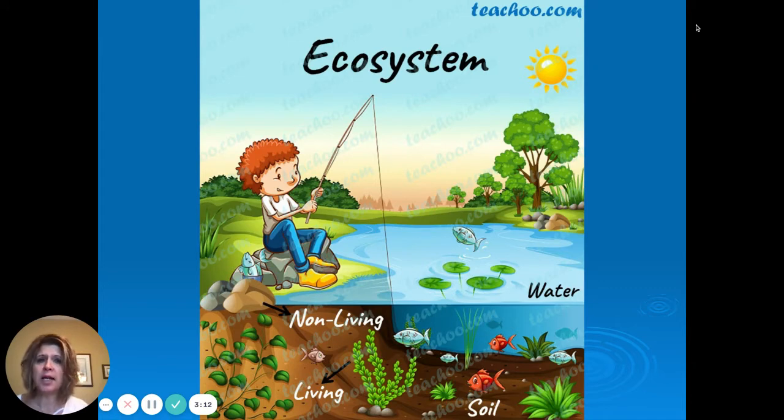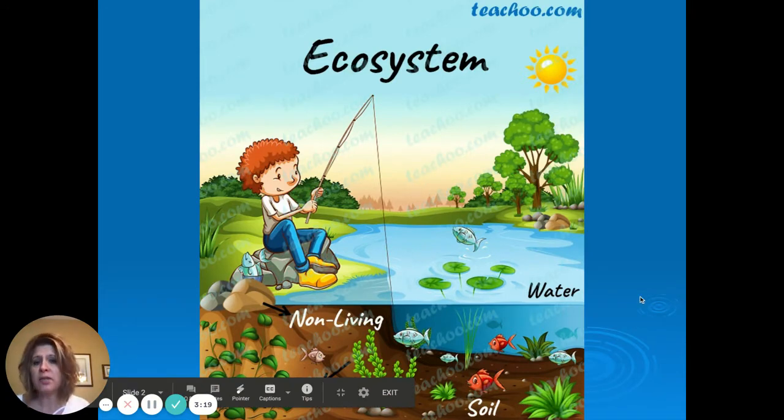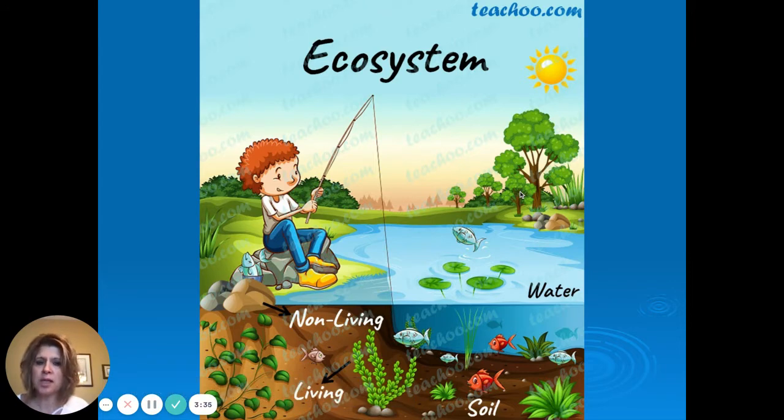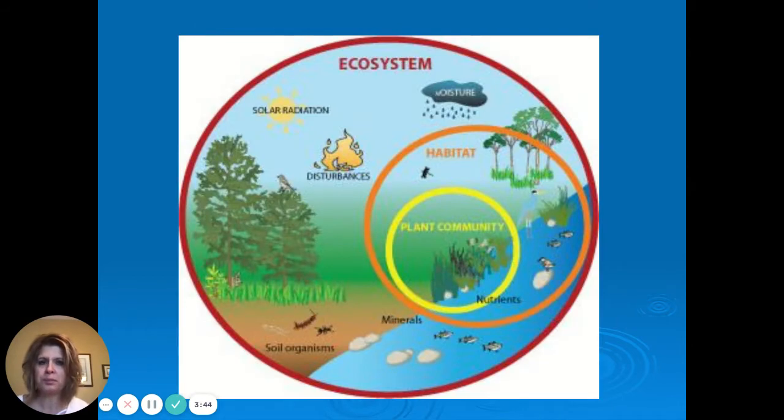So if you look here, this diagram is an ecosystem that you can look at. You can see the living and non-living things that are interacting together. Non-living things are things like the water, the soil, the air, the sun. Also, there are the living things that interact with those. These plants need that soil to get their nutrients. The plants need the sun to make photosynthesis. The fish needs the water. So all of these living and non-living things interact together with each other.